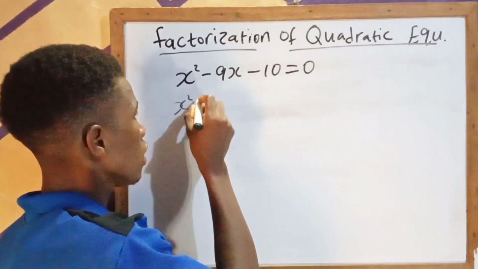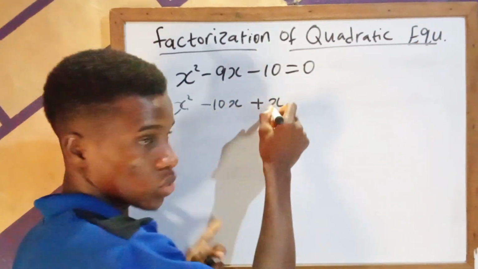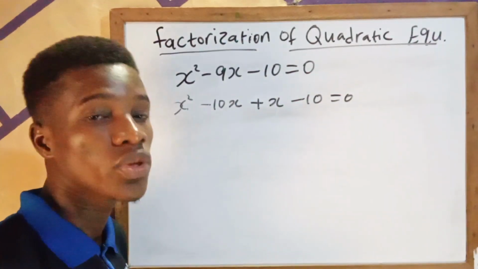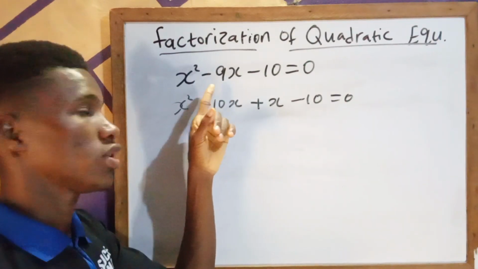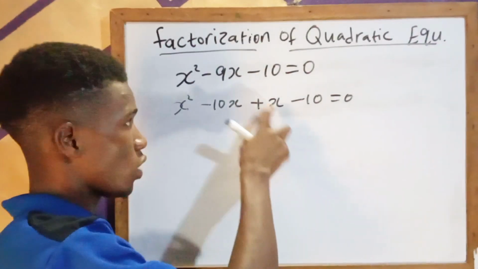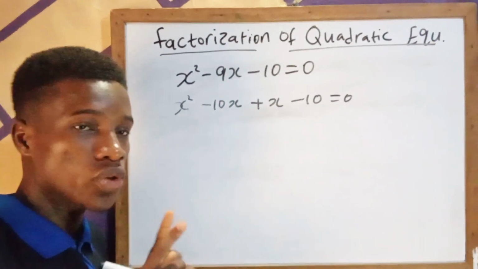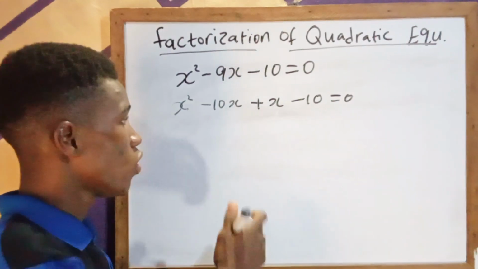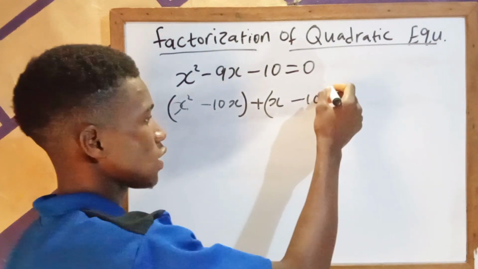We have x squared minus 10x plus x, which is 1x, minus 10 equal to 0. So this now means that we do not change anything. We just find a suitable number that can substitute for that minus 9x. When you sum these two together, you come back here. But the idea of factorization is that when you multiply those factors, you still get this one, which is the product of roots. So from here now, we can easily factorize them by putting them in this bracket this way.